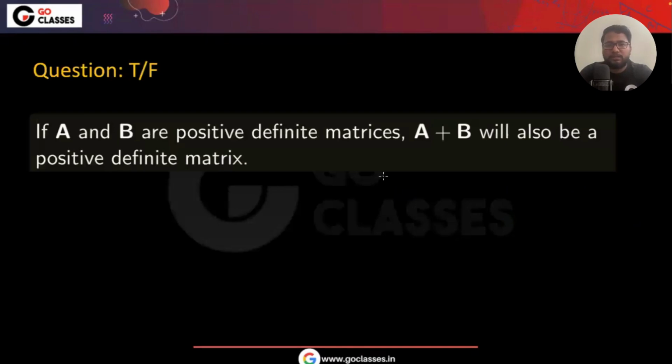Okay, let's just see this. If A and B are positive definite matrices, then A plus B will also be a positive definite matrix. Okay, you are saying yes. What is the reason for that? How are you saying yes here?